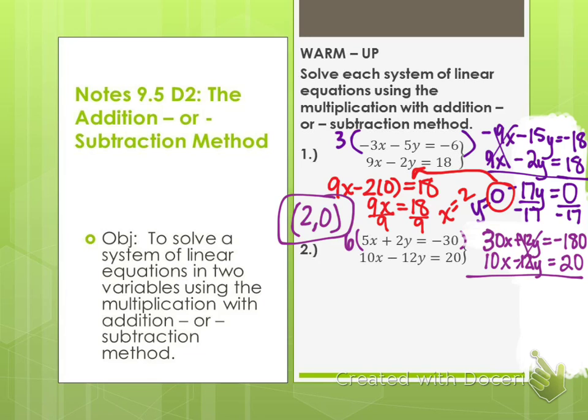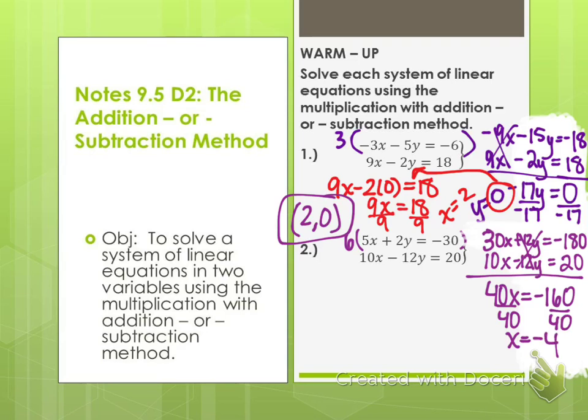When I combine 30x and 10x, what do I get? 40x equals negative 180 plus 20. It's negative 160. To get x all alone, divide by 40, x equals... positive or negative? Negative. Okay, negative 4 for x.